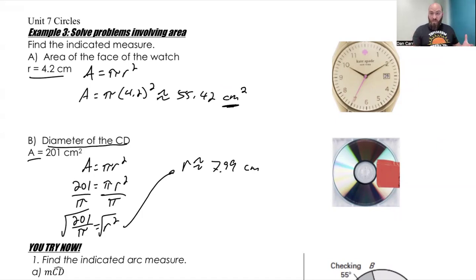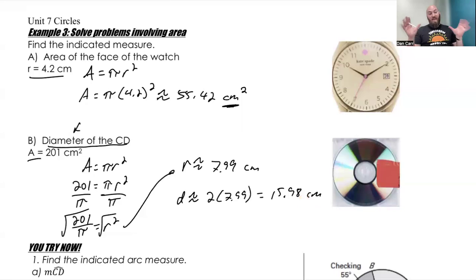If that's my radius, remember the question says to find the diameter. So diameter is going to be twice that, about 2 times my 7.99, which comes out to 15.98 centimeters. Keep in mind, it started with centimeters squared. Since I'm finding radius, that's just centimeters, so we're done with our labels on that one. And that's pretty close to 16, so if you want to round it to 16 for a real life scenario like this, go for it.